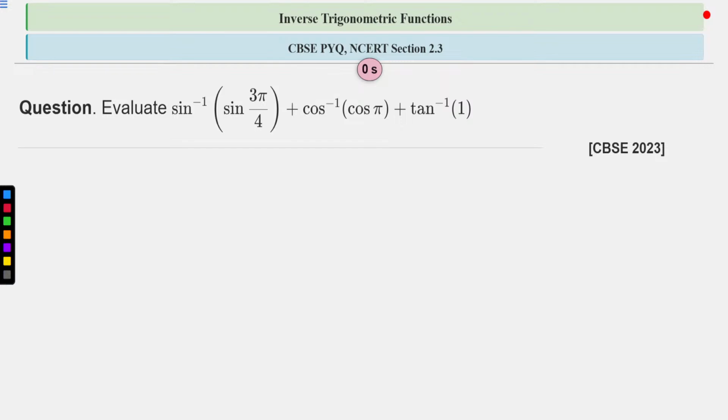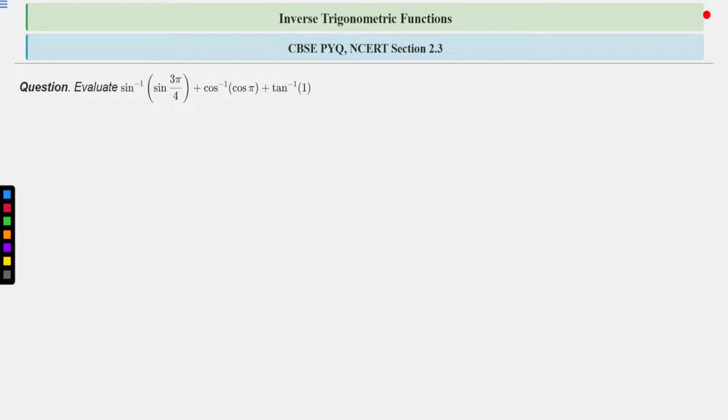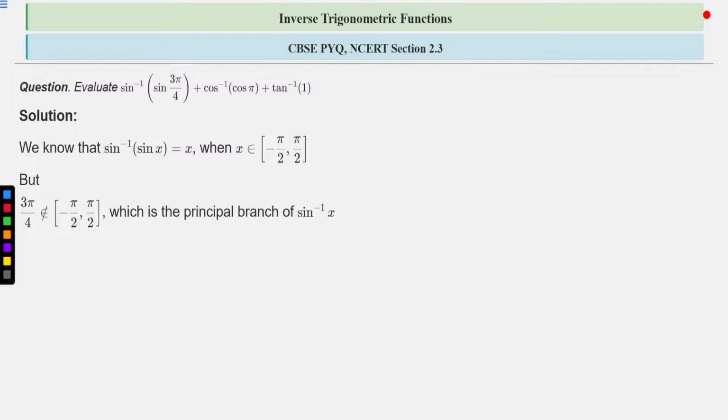Okay, let us move to the solution part. We have to evaluate sin inverse sin 3 pi by 4 plus cos inverse cos pi plus tan inverse 1. Now we know that sin inverse sin x is equal to x, where x belongs to minus pi by 2 to pi by 2. But here we can observe that 3 pi by 4 does not belong to minus pi by 2 to pi by 2, which is the principal branch of sin inverse x.